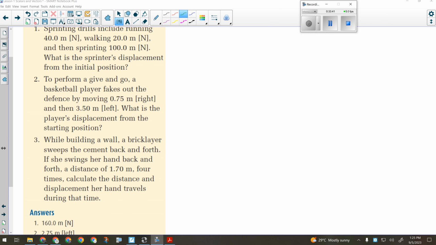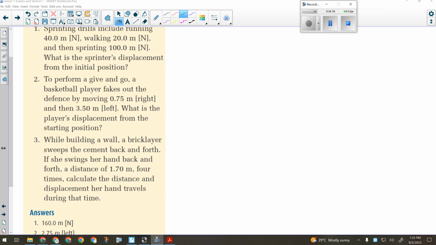All right, so on number 1, okay, we got these sprinting drills that include running 40 meters north, walking 20 meters north, then sprinting 100 meters north. Do we go north in all of those? So if we do, can we just add those numbers together to get the total displacement? Is the total distance going to be the same number? Just minus the north, without the north. Okay, so our total displacement, 160 meters north. Okay, because we go 40, then we go 20, then we go 100, so 160 meters north. Okay, if we were talking just the distance, it would just be 160 meters.